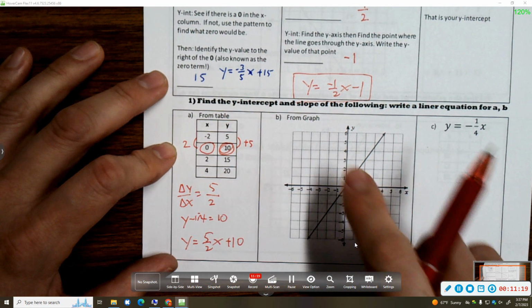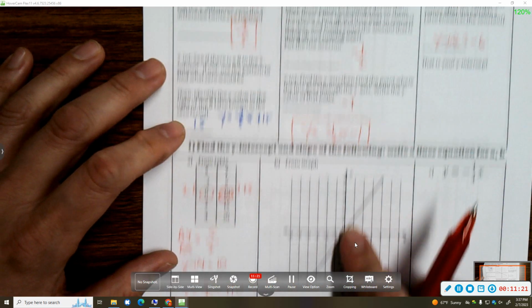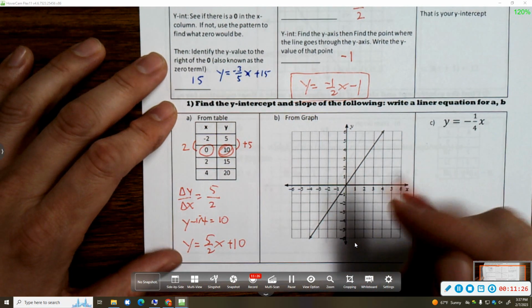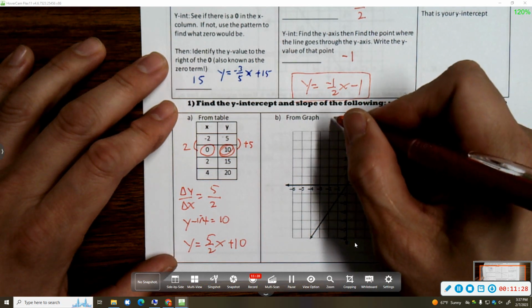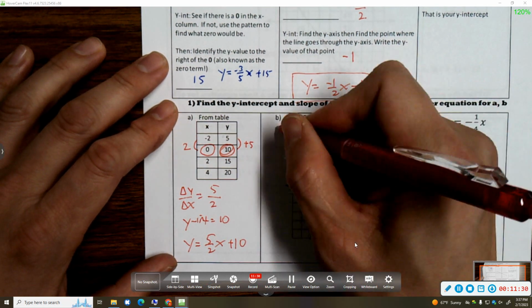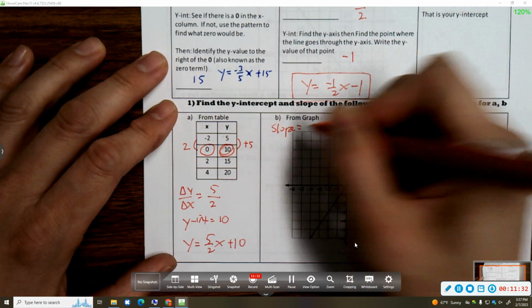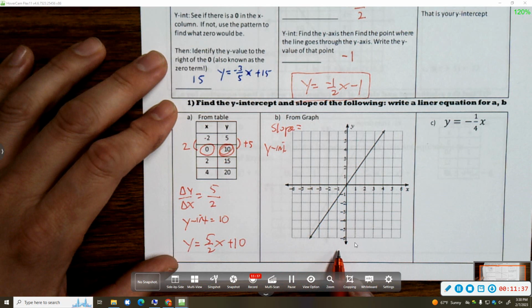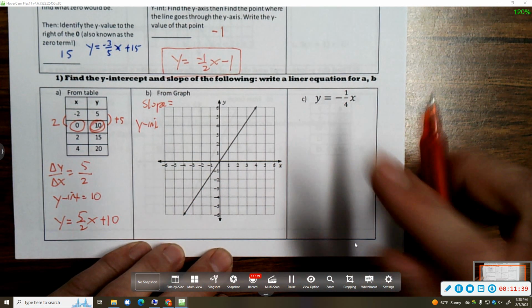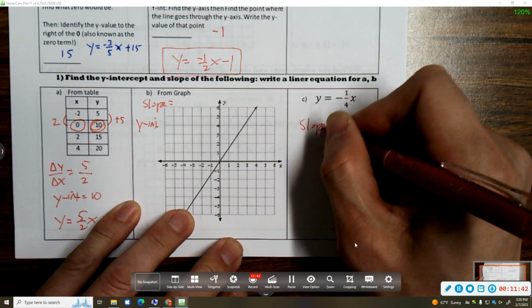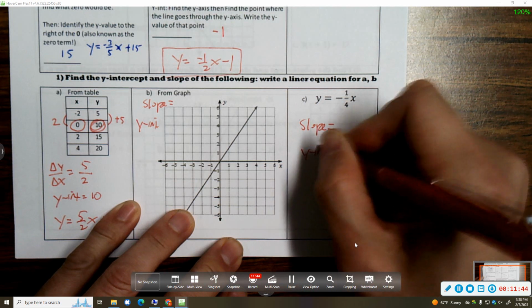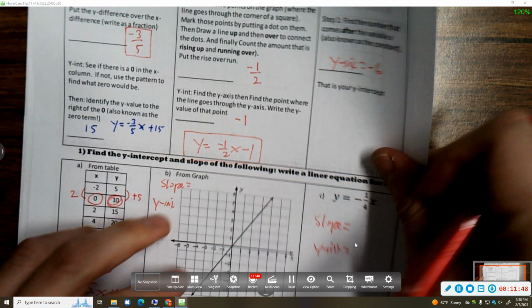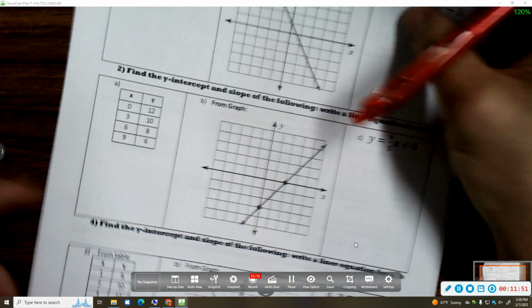All right, so for B, it's actually pretty similar. You should be able to try this one on your own. Find your slope, right here. Find your y-intercept, and then write down an equation. This one, they already gave you an equation, so just tell me what the slope is, tell me what the y-intercept is, and then you're done for C. All right, it's pretty much the same thing.